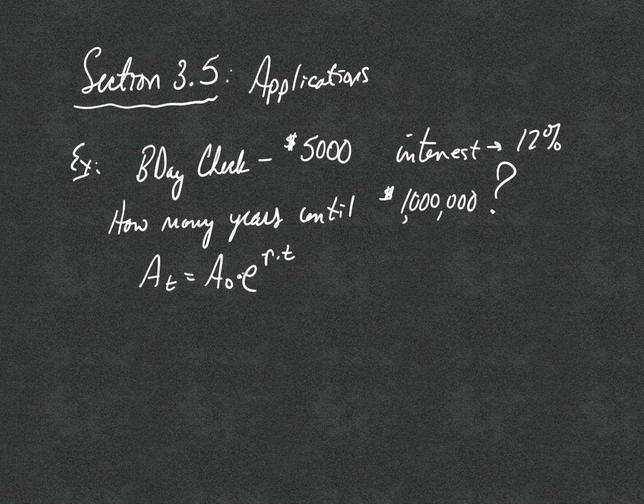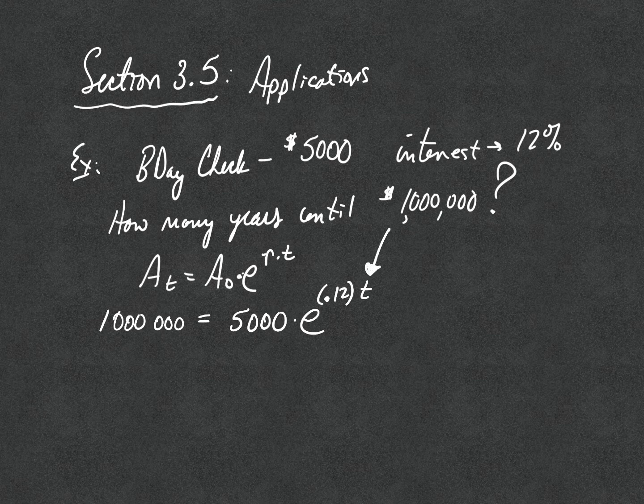Okay, so here we go. The amount of money we want this birthday check to turn into is $1 million. So we're going to replace A sub t with $1 million. The initial amount of money that you guys got for your birthday was $5,000. And the interest rate is 12%. Again, we always have to change that to a decimal. And I'm going to just use parentheses so nobody loses track of the decimal point. Okay? And so once we replace A sub t with $1 million, A sub 0 with 5,000, and r with 0.12, there's only one variable left, and it's the t.